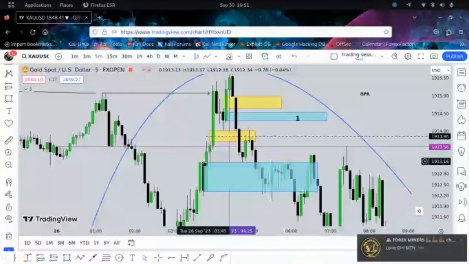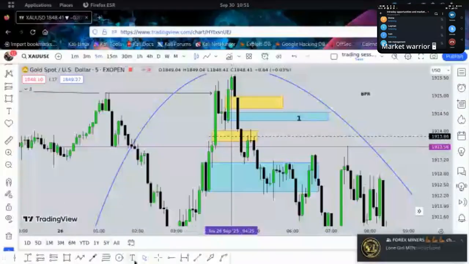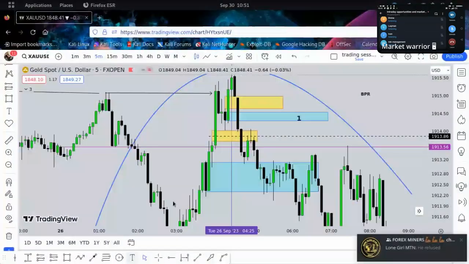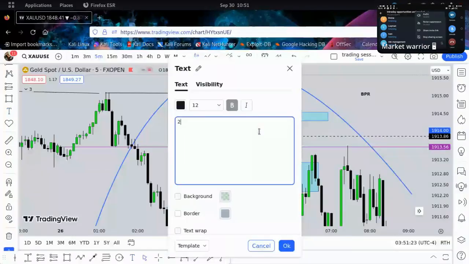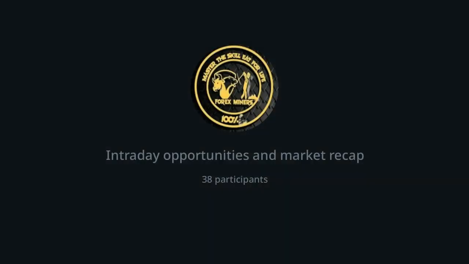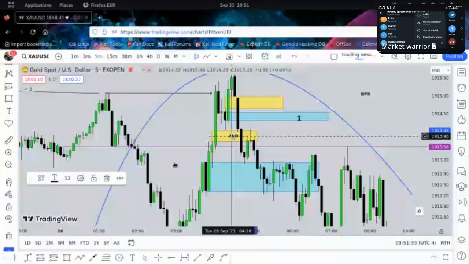Now you're seeing what's happening. This is our BPR. So you label it: this is your second entry. You've been tapped in here. Price always gives you a second chance. Those who have dated know, when they give you a second chance, this time you don't miss it. You don't make the same mistakes you made.